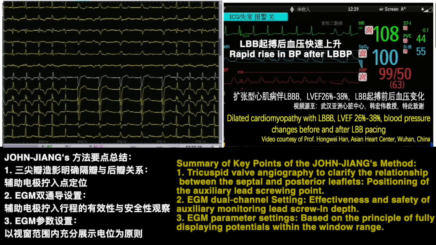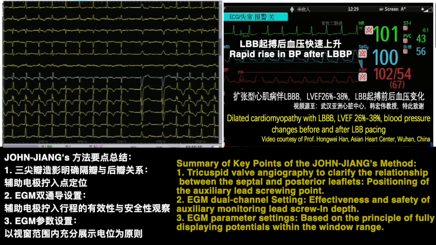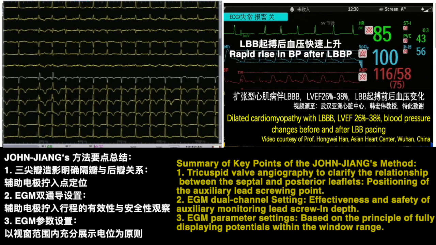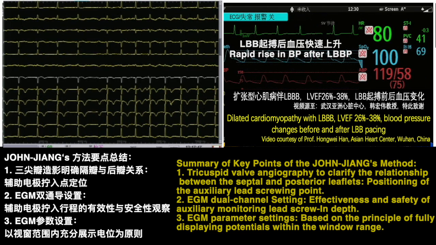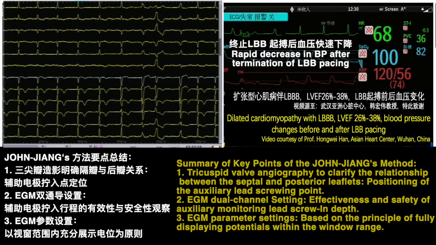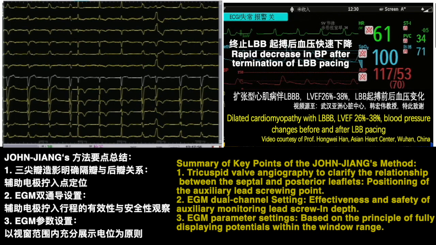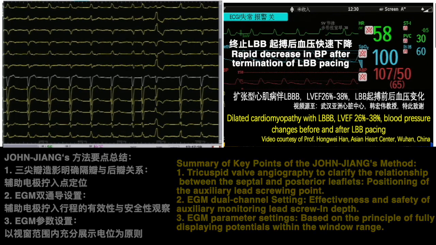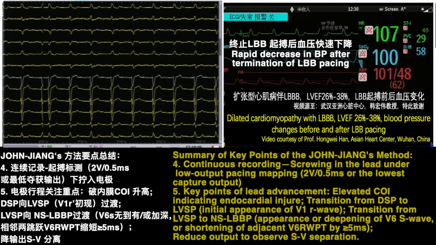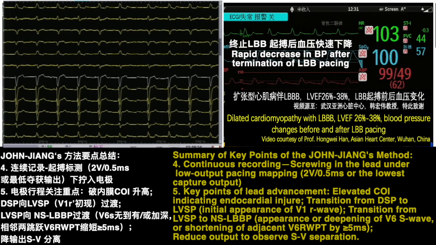Summary of key points of John Jang's method. 1. Tricuspid valve angiography to clarify the relationship between the septal and posterior leaflets, positioning the auxiliary lead screwing point. 2. EGM dual channel setting: effectiveness and safety auxiliary monitoring of lead screw-in depth. 3. EGM parameter settings based on the principle of fully displaying potentials within the window range. 4. Continuous recording. Screwing in the lead under low output pacing mapping, 2V or the lowest capture output.